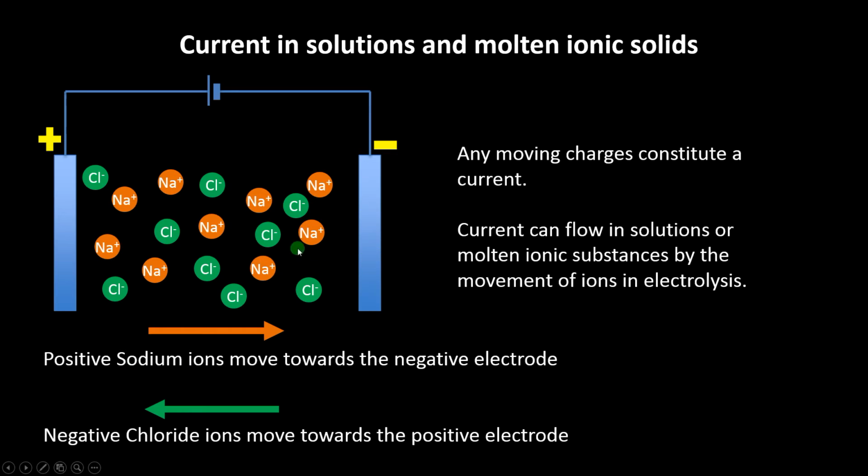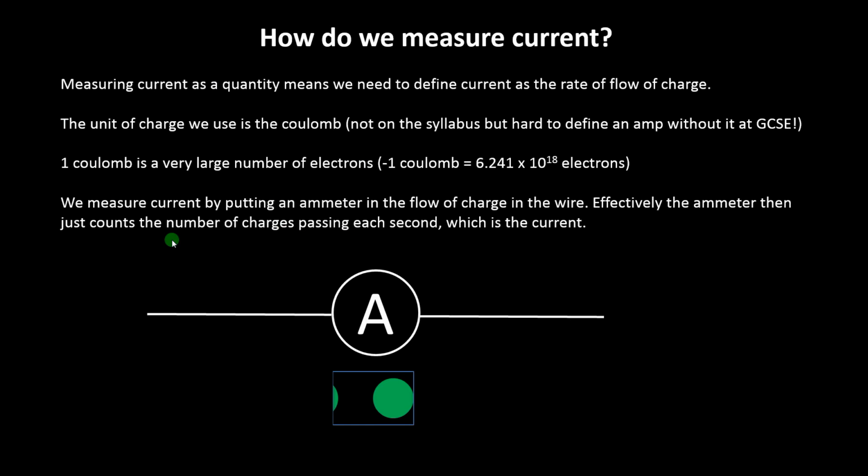negative electrode, and so they will move to the right in this case, and the negative chloride ions will be attracted to the positive electrode and will move to the left. And because then we've got ions which are charged, moving, then we have a current. Okay, so it doesn't just have to be electrons in a metal wire, it can be ions in a molten or dissolved ionic solid. Okay, so how do we measure current?